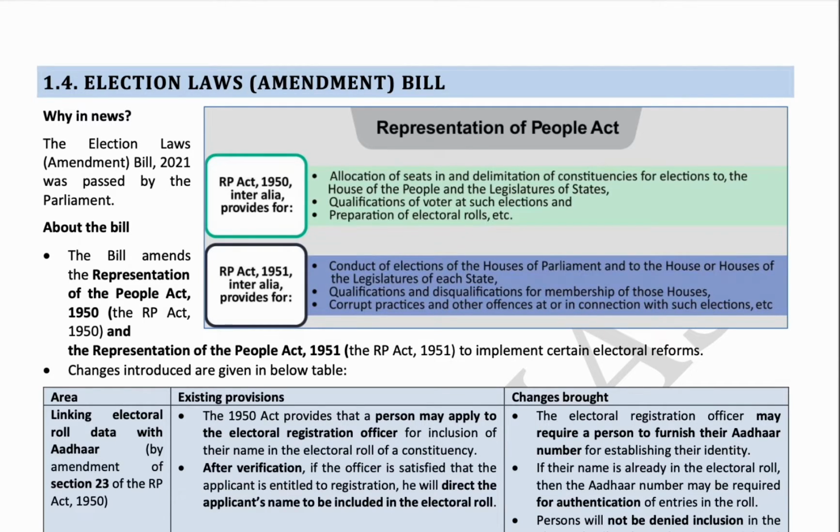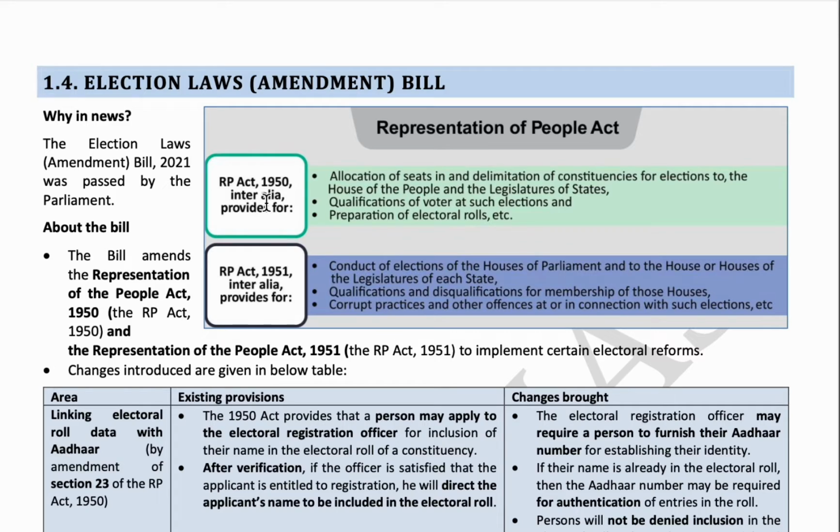1.4 Election Laws Amendment Bill. The Election Laws Amendment Bill 2021 was passed by the Parliament recently, which amends the Representation of People Act 1950 and the Representation of People Act 1951 to implement some electoral changes. We'll take a short review of the Representation of People Act 1950 and 1951.